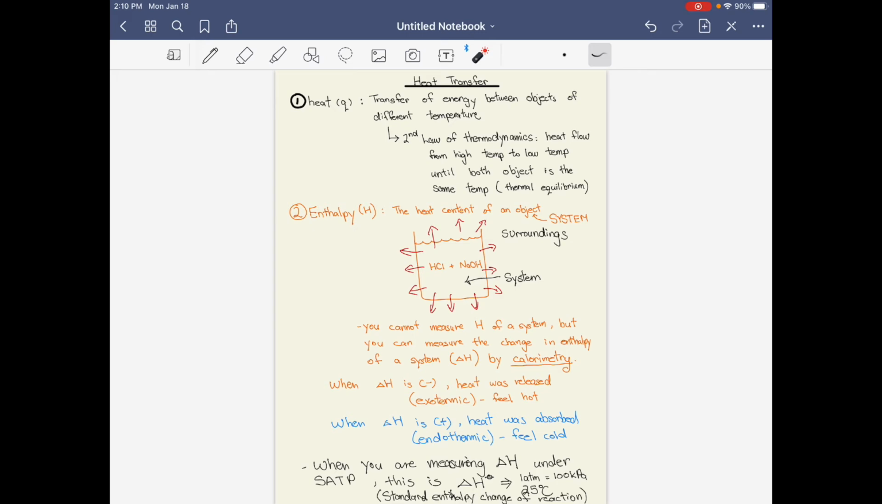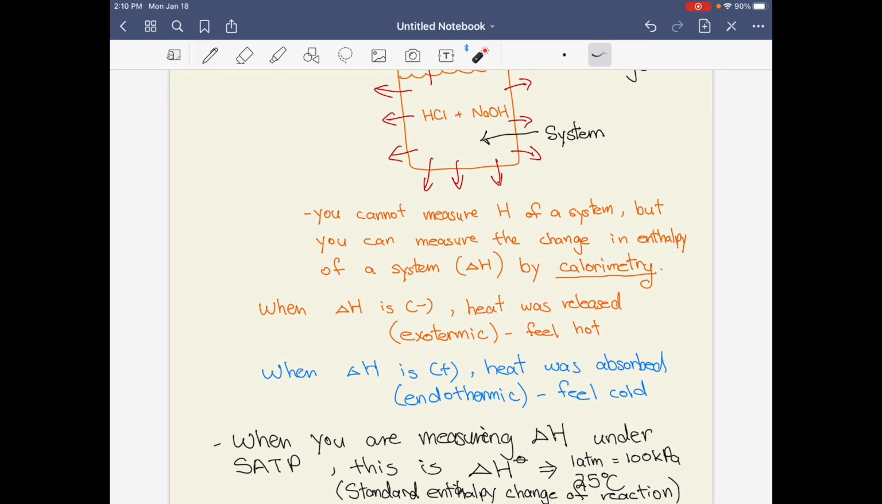Okay, if delta H after you calculate it is negative, of course we call that exothermic. I think I spelled exothermic wrong right here. There should be an H. Okay, and by experiencing an exothermic reaction, it feels hot. Of course, when you have a decrease in temperature of the system, we can say that heat was absorbed, and that will be an endothermic reaction. And the experience of that is cold.